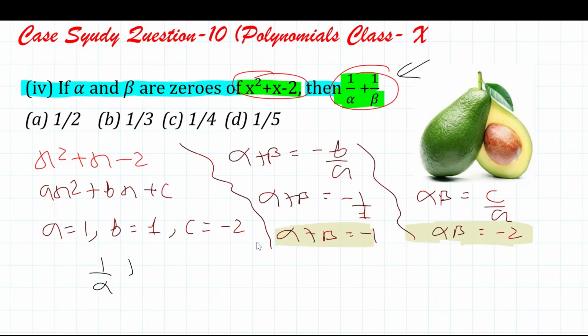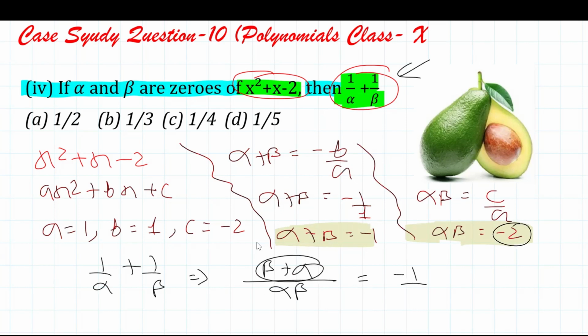1 over alpha plus 1 over beta. And if I simplify by taking LCM, it is going to be (beta plus alpha) over alpha beta. Well, now we know the value of this, which is minus 1. And the value of this is what? Negative 2. So the value of this is minus 1 and the value of this is negative 2, so they get cancelled to give you half. Yes, we have an option here. So half is the answer.